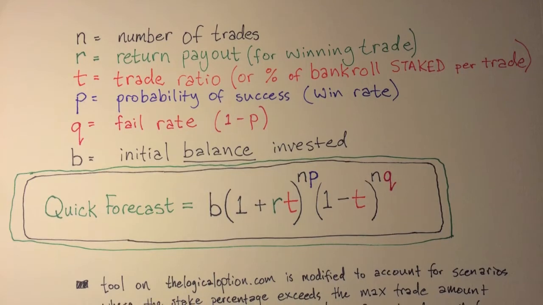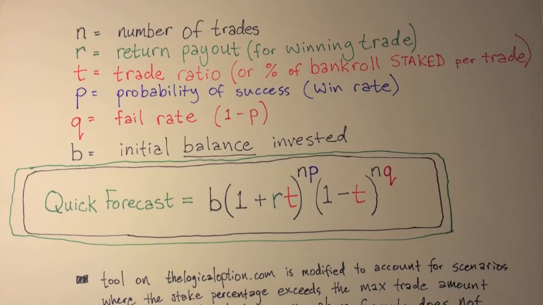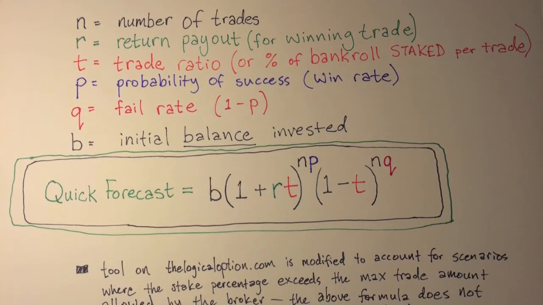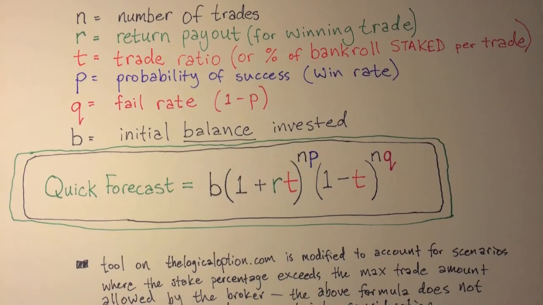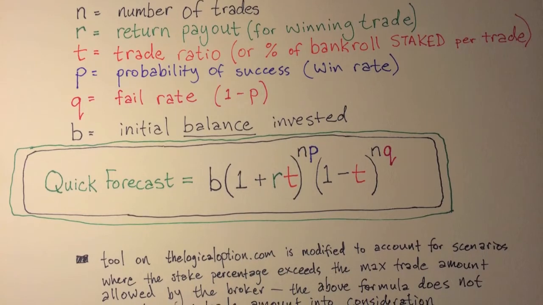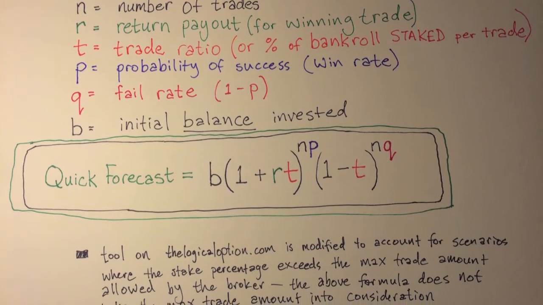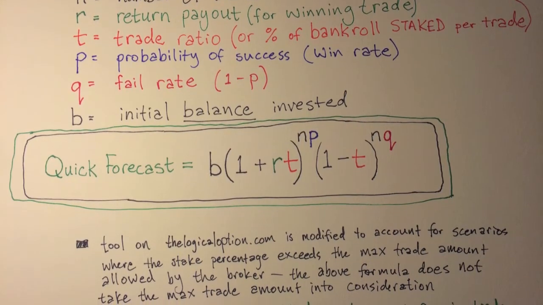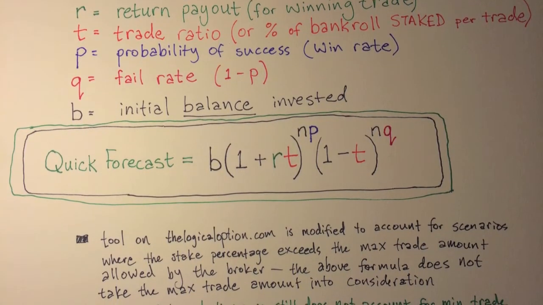In case you are interested, here is the actual formula for the quick forecast, but please keep in mind that we have made adjustments to accommodate for the broker-imposed maximum trade size. The actual formula used in the quick forecast tool found on our website, in order to be more accurate with broker-based restrictions, has to be a bit more complicated than what you see here.